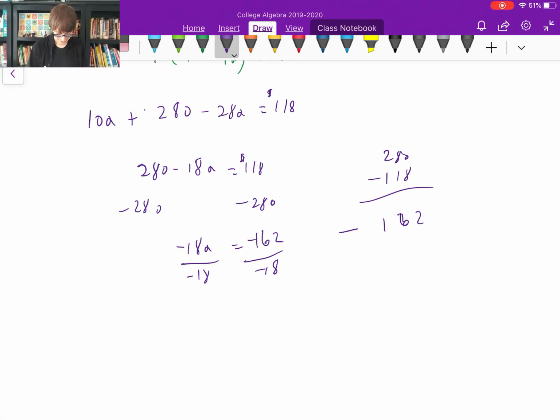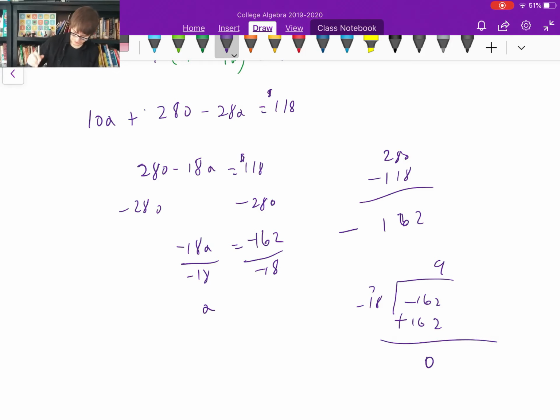I think the answer is 9, but let me check to make sure. So negative 18 into negative 162. If I go 9, that'll give me 162, and the difference is 0. Good, so the answer is 9. A equals $9. Great. So the adult ticket is $9.